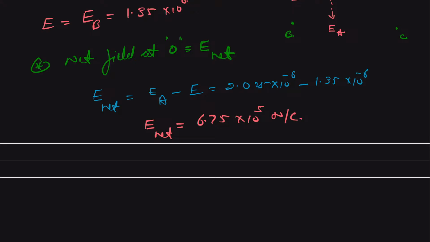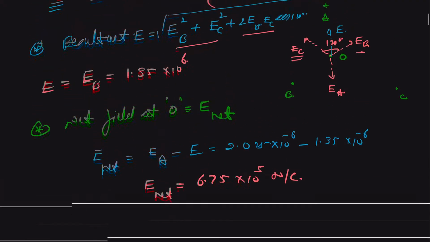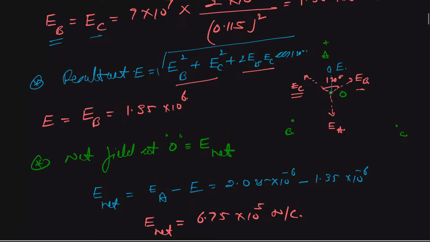Okay, so this was comparatively easy. The only thing we have to take care of is that the field at point O consists of the field due to A and the resultant of EC and EB. That's the only thing we have to take care of. Okay, so let's start the next question.